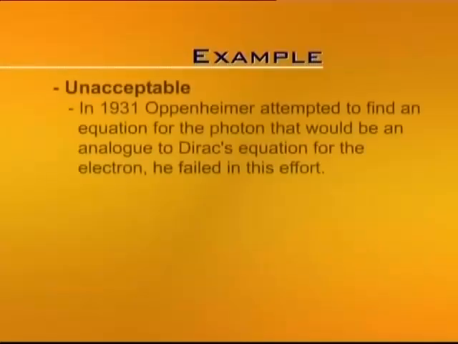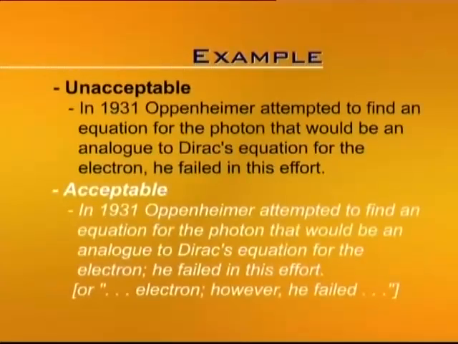Another way of improving this would be simply that after electron, after the first independent clause, you put a semicolon. In 1931, Oppenheimer attempted to find an equation for the photon that would be an analog to Dirac's equation for the electron, semicolon. Then he failed in this effort, full stop. फिर आपने कैपिटल नहीं किया एच को क्योंकि सेमीकोलन के बाद जब आप शुरू करेंगे तो आप कैपिटल लेटर नहीं लगाएंगे, लेकिन आपने सेमीकोलन से इन दो इंडिपेंडेंट क्लॉजेस को लिंक कर दिया.